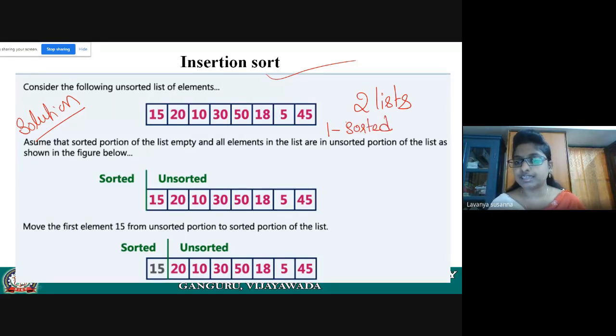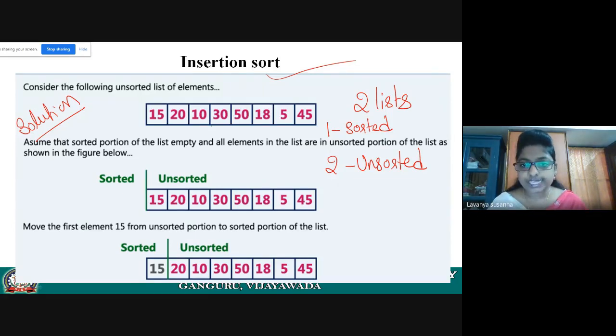For insertion sort, you need to maintain two lists or two sublists. The first list is the sorted list. The second list is the unsorted list. You need to maintain two lists.